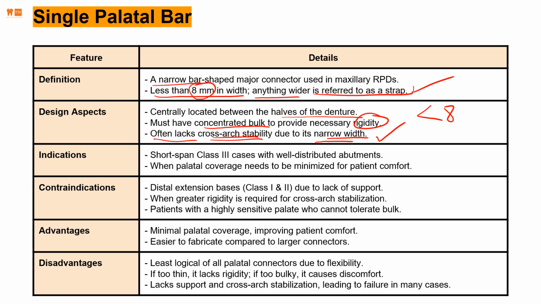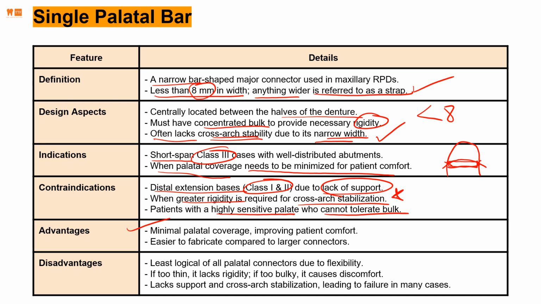Its indication is a short span class 3, right? So class 3 is technically a jaw like this with a tooth missing here and a tooth missing here, for example, and it just joins it. That's it. When palatal coverage needs to be minimized. Distal extension cases are contraindicated. We cannot have this in a distal extension case. It will lack support. Due to greater rigidity, it of course lacks cross-arch stabilization. Patients with a highly sensitive palate who cannot tolerate this bulk area just sitting there across the palate.